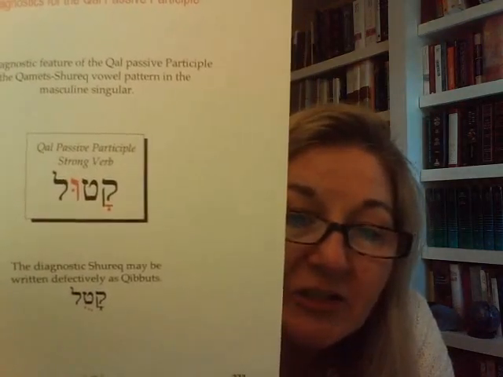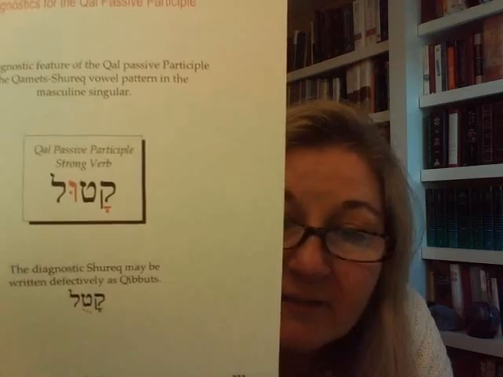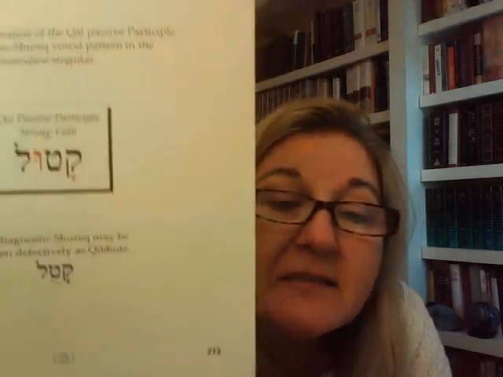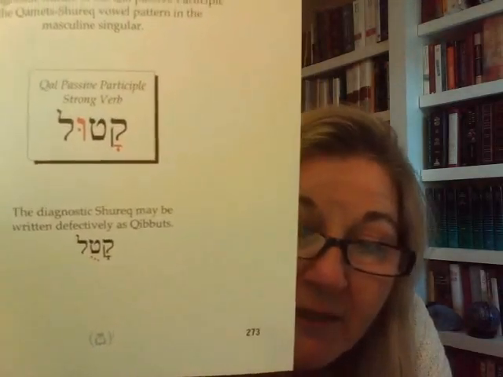The diagnostic shureq can also be written defectively as a qibbuts. This is not going to happen very often, but you do need to be aware that this does happen sometimes. But most often, more than any other diagnostic tool for your passive qal participle, is going to be the qamets shureq. That's going to be the tell.